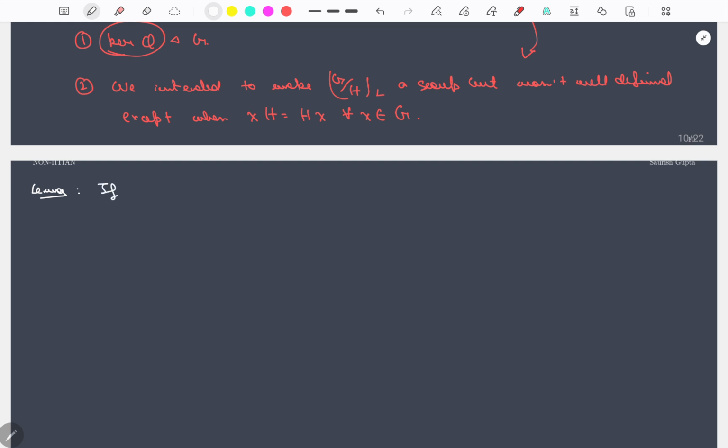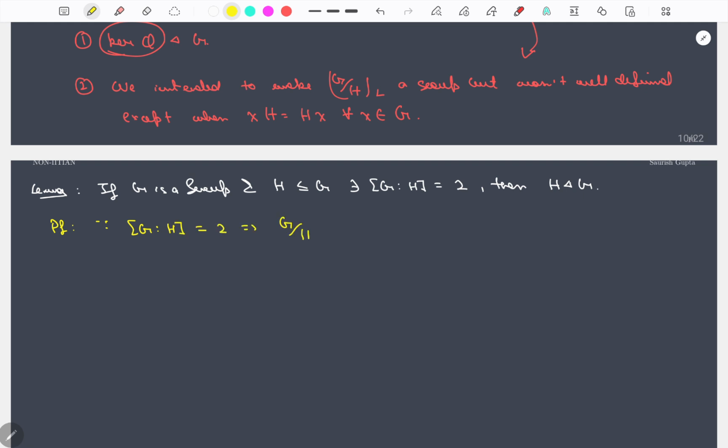That is, if G is a group and H is a subgroup of G such that the index of H in G is 2, then H has to be normal in G. And the proof is quite easy. Proof: since the index of H in G is 2, what does that imply?